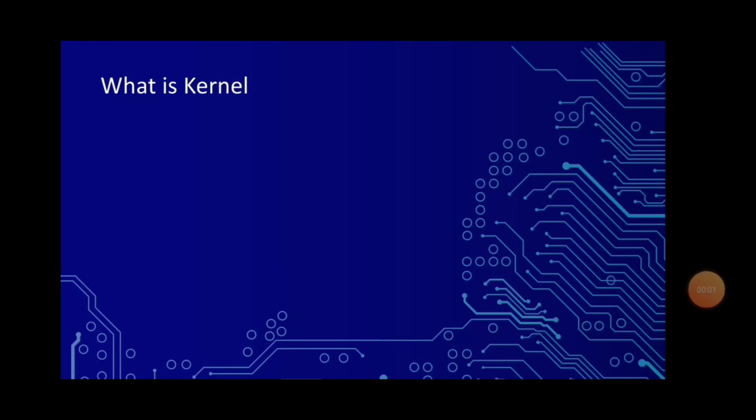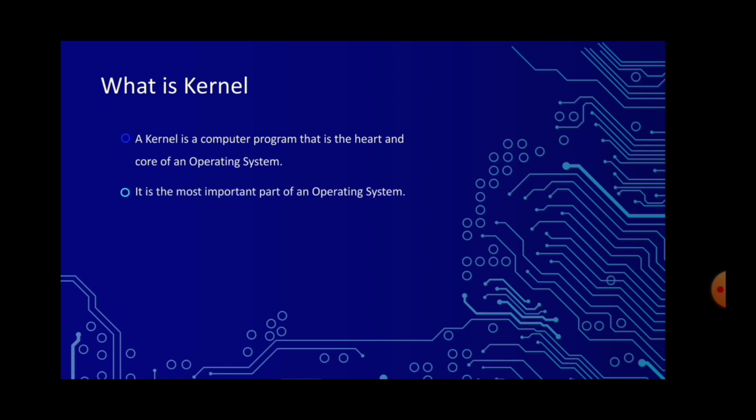So, what is a kernel? A kernel is a computer program that is the heart and core of an operating system. Since the operating system has control over the system, the kernel also has control over everything in the system. It is the most important part of an operating system.